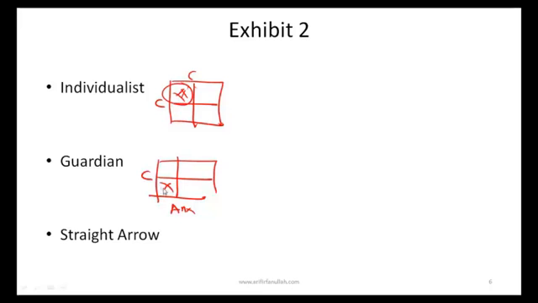The guardians are cautious and concerned about the future. As people age and approach retirement, they may become guardians. They are concerned about protecting their assets and may seek advice from those they perceive as being more knowledgeable than themselves. Okay, so fairly straightforward.